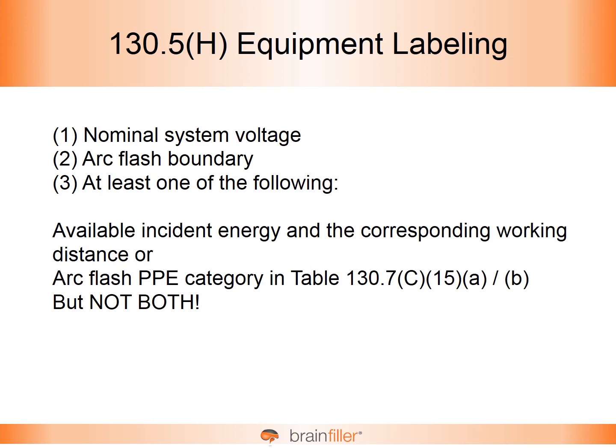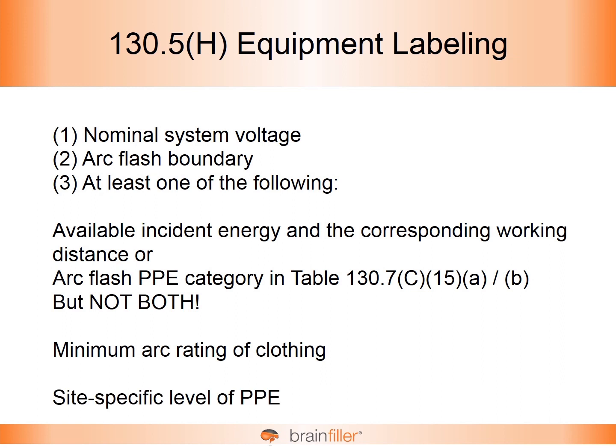And you can also list the minimum arc rating of the clothing if you wish. And you can also list a site-specific level of PPE. And many still like to do this. They will have, for example, the traditional level 2, level 4. Some used to call it categories, but categories are reserved for the NFPA table. And so a site-specific level of PPE, typically you see level 2 and level 4. Level 2 being the equivalent of 8 calories per square centimeter for an arc rating, and level 4 being 40 calories per square centimeter.